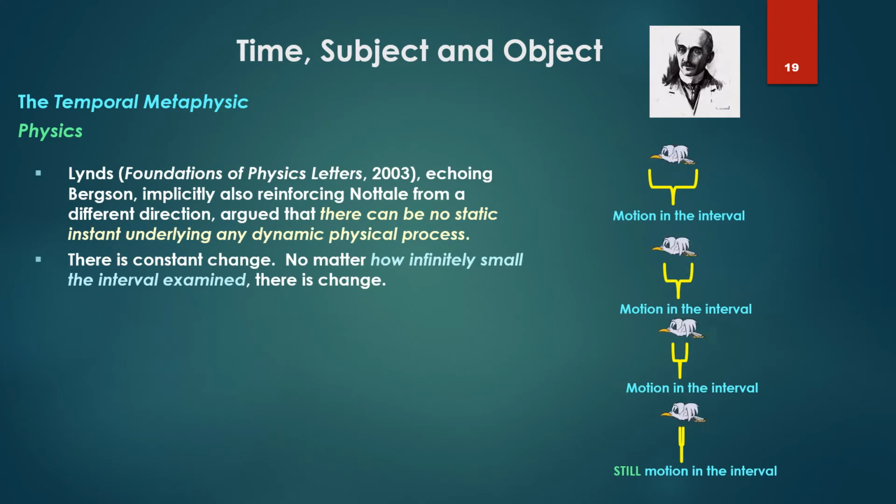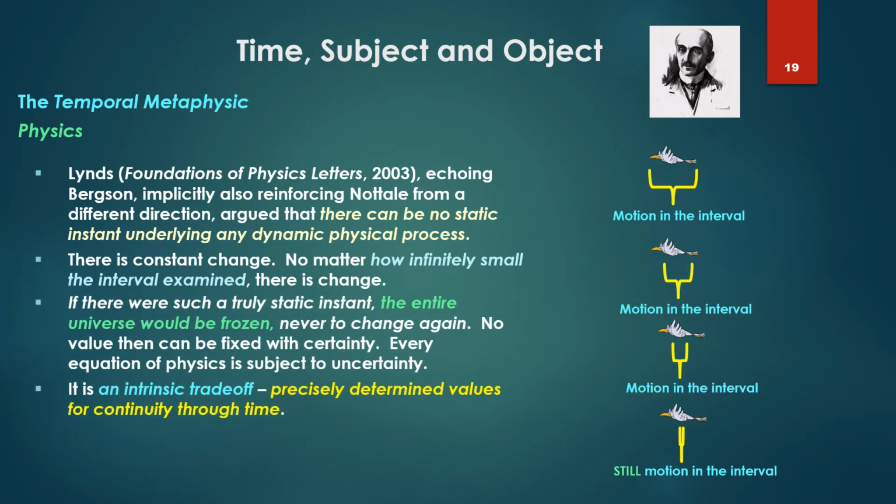So Lynds, in Foundations of Physics Letters, echoing Bergson, implicitly also reinforcing Nottale from a different direction, argued there can be no static instant underlying any dynamic physical process. There is constant change, no matter how infinitely small the interval examined. If there were such a truly static instant, the entire universe would be frozen, never to change again. No value can then be fixed with certainty. Every equation of physics is subject to uncertainty. It is an intrinsic trade-off: precisely determined values for continuity through time.